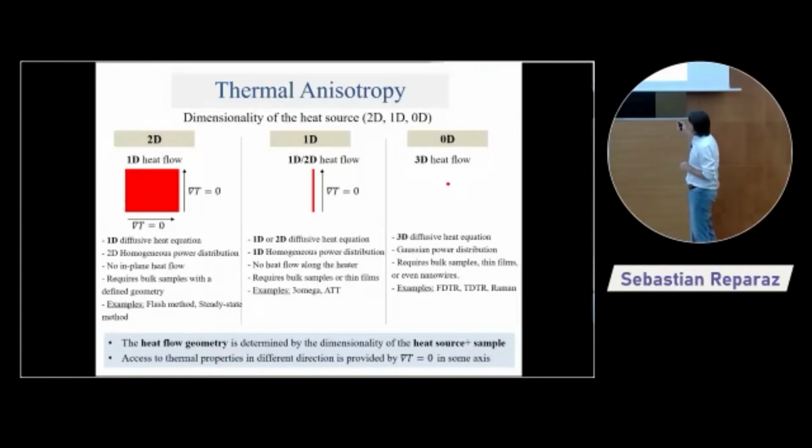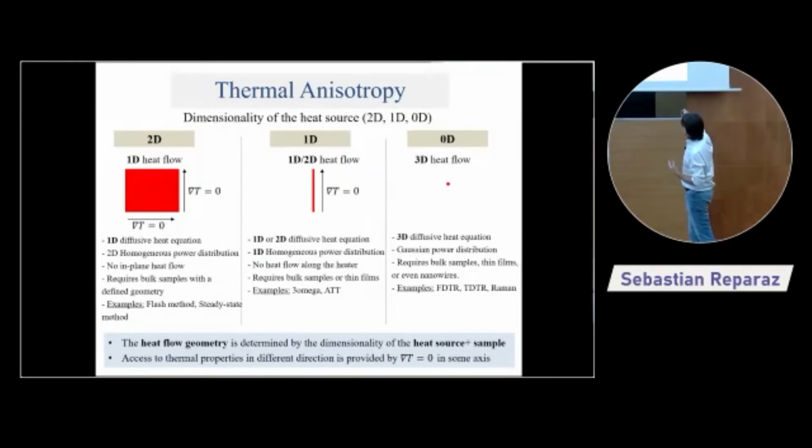However, when you go to the completely opposite case, and now you work with a 3D heat flow, with a 0D heat source geometry, this is just a focused spot, which is well represented by frequency domain thermoreflectance, time domain, or even by the case of Raman thermometry. The situation is also a little disappointing. One more time, and I think that the reason is a little obvious here.